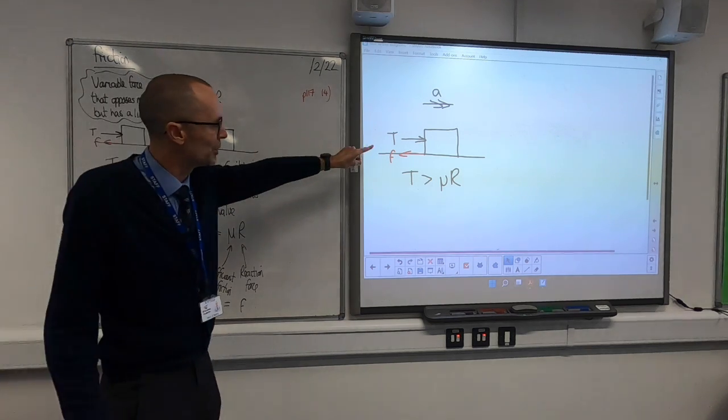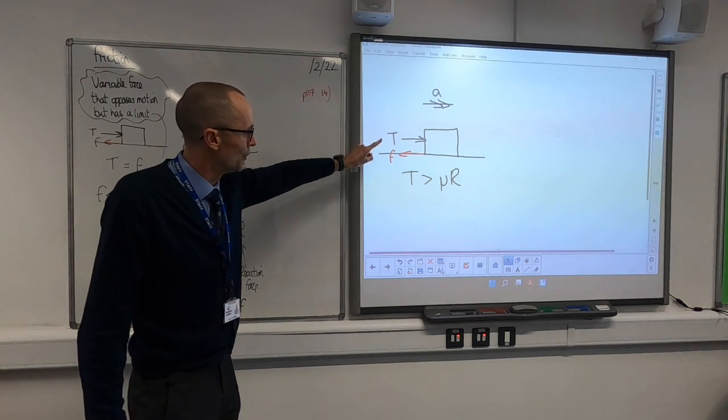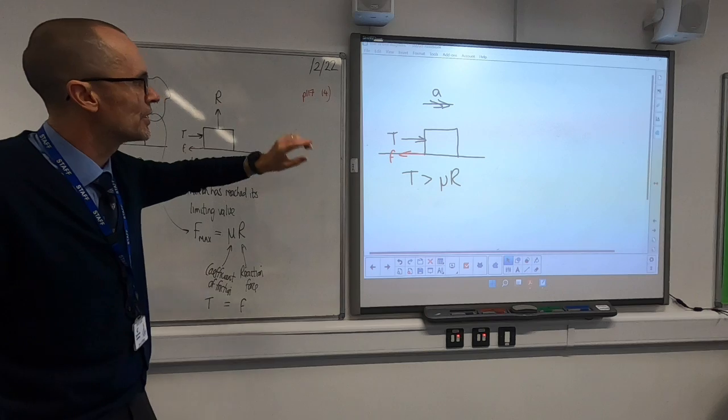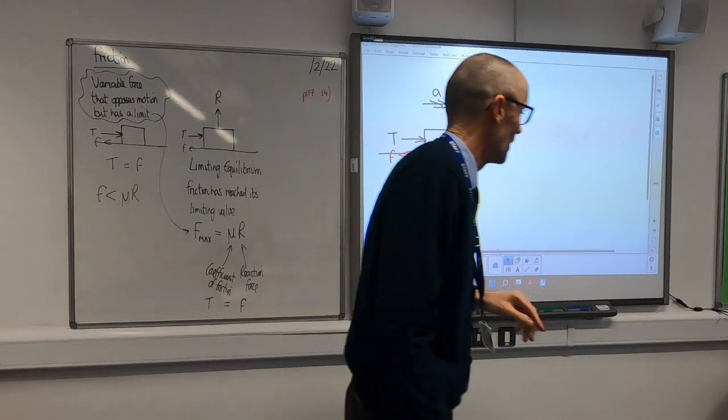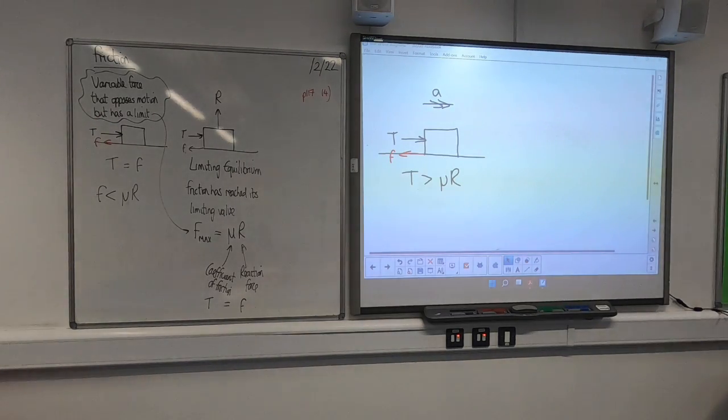Then if you keep on pushing harder, your force exceeds limiting friction, so you're going to start moving, and that will give us Newton's second law, F equals ma, which we won't have to deal with today.